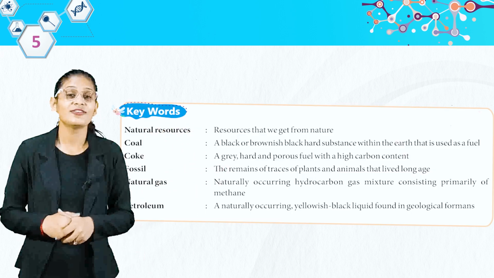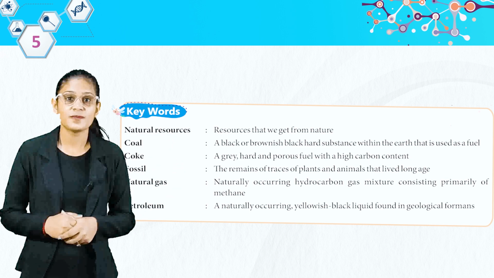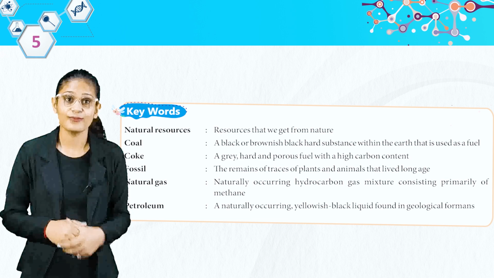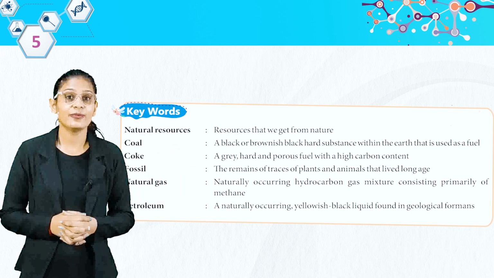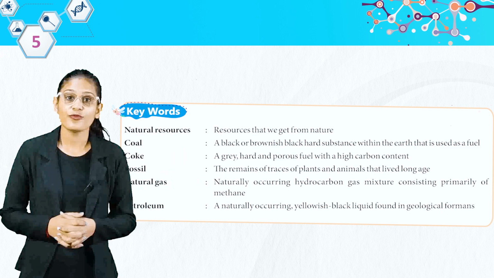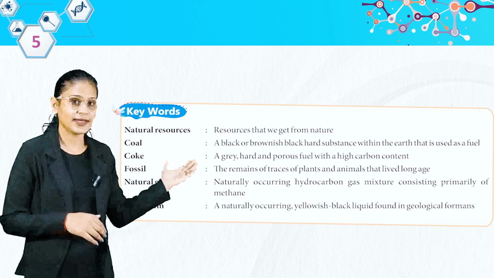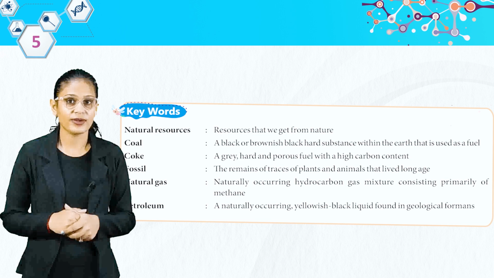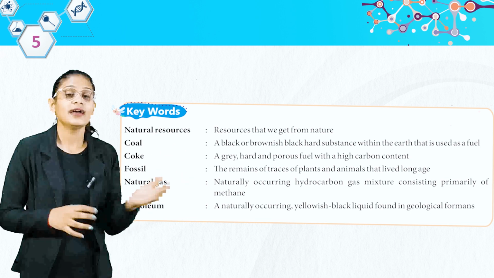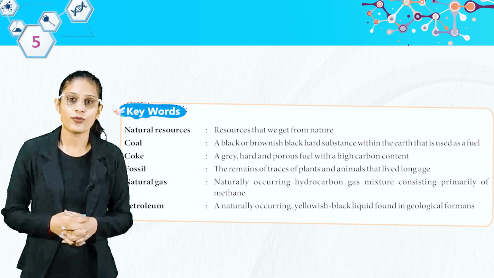Natural resources: resources that we get from nature. Coal: a black or brownish black hard substance within the earth that is used as a fuel. Coke: a grey, hard and porous fuel with a high carbon content. Fossil: the remains or traces of plants and animals that lived long ago. Natural gas: naturally occurring hydrocarbon gas mixture consisting primarily of methane. Petroleum: a naturally occurring yellowish black liquid found in geological formations.